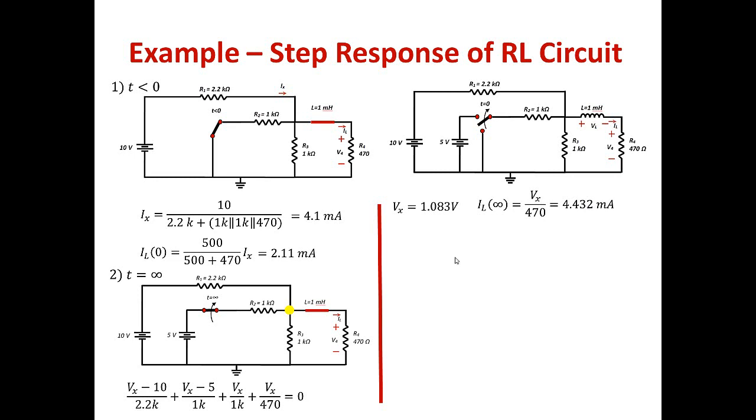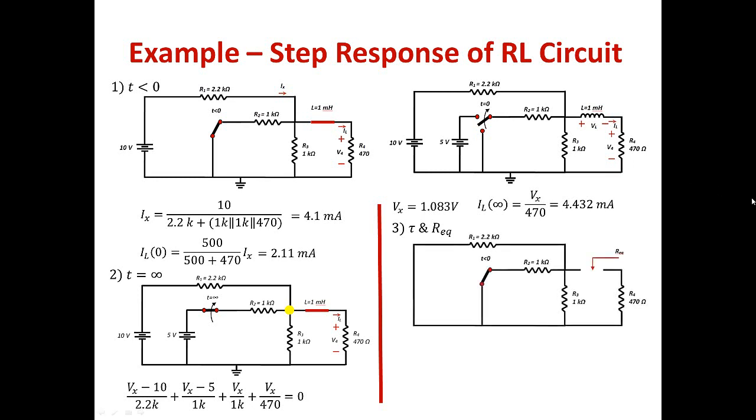So let's step back a little bit. We solved for IL before switching, and then we solved for IL at infinity. So we end up solving for 2 parameters for the general solution. The third step is to find tau and R equivalent. Now to find R equivalent, we need to draw the circuit after switching, and we need to suppress those voltage sources so they become short circuits.